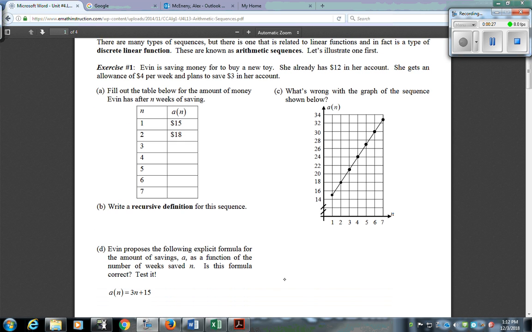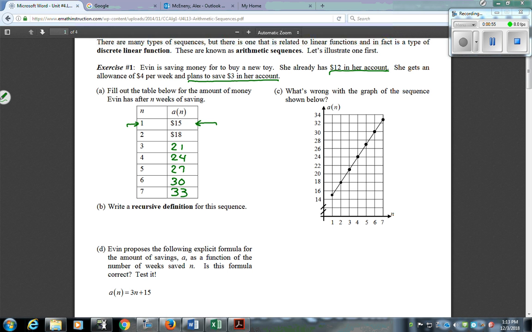And it says Evan's saving money. She has $12 in her account, and she gets an allowance of $4 per week and plans to save $3. So you'll see that each of the numbers, the n values, represent how many weeks have gone by, and then a of n represents the amount of money in her account. So by increasing each of these by 3, we can fill in the rest of the table, because that's how much she's saving every month.